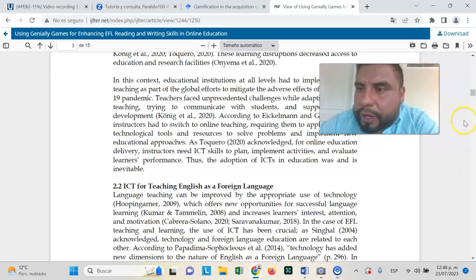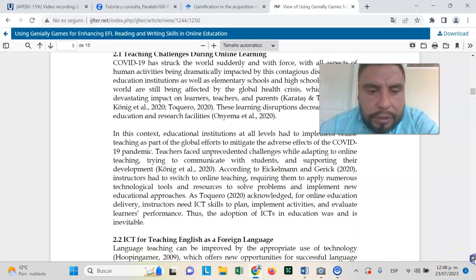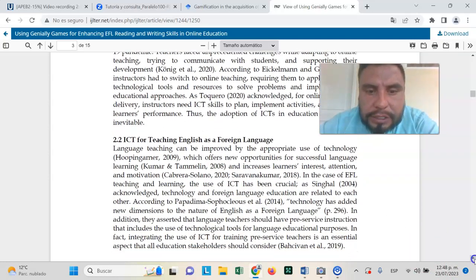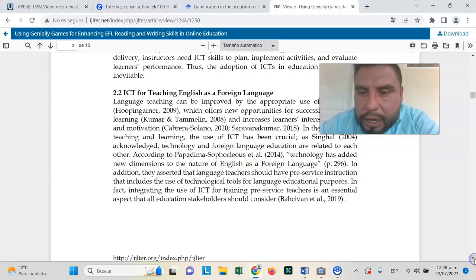Now, here we have some aspects or titles like teaching challenges during online learning and others. All of them are part of the literature review, such as ICT for teaching English as a foreign language. Now, here we have a quotation.